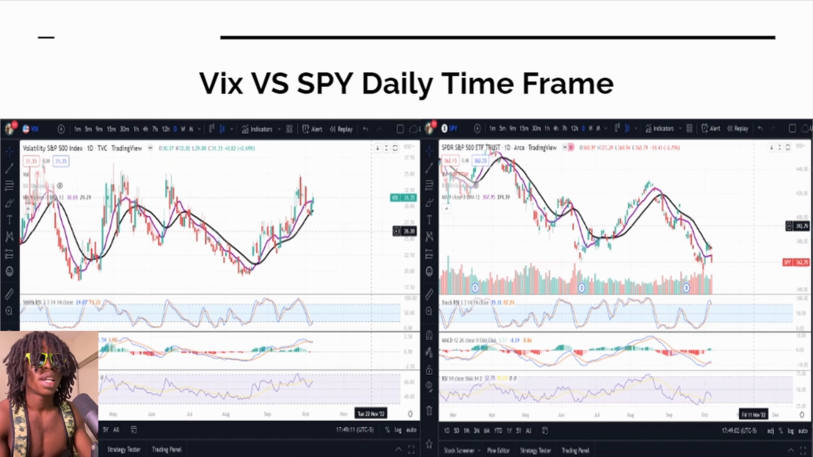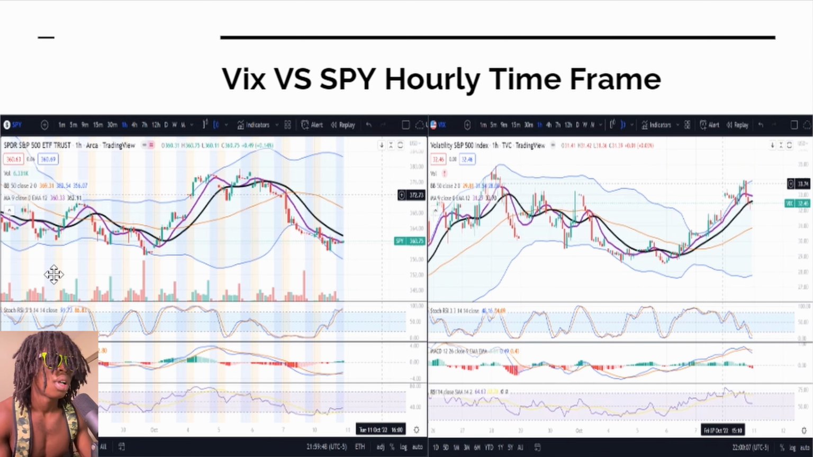Now we're gonna see what it looks like on a lower time frame. So this is the hourly time frame. You see how we have a double top right here, 1, 2. Now look, we go to the VIX, we have a double bottom right here, 1, 2. Now the stock RSI for both of them, they don't really track. They're pretty much opposites.